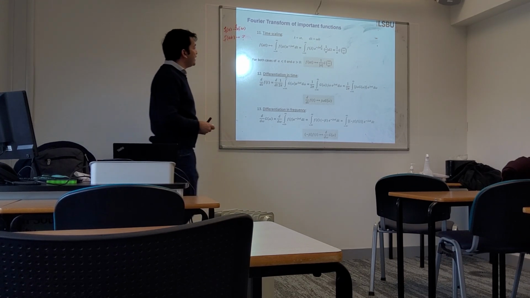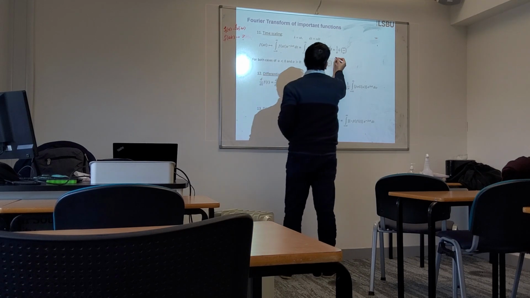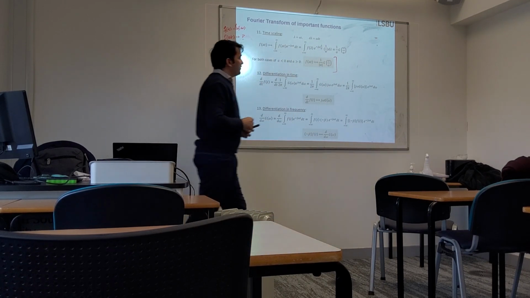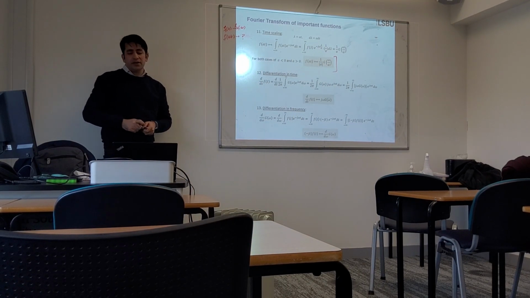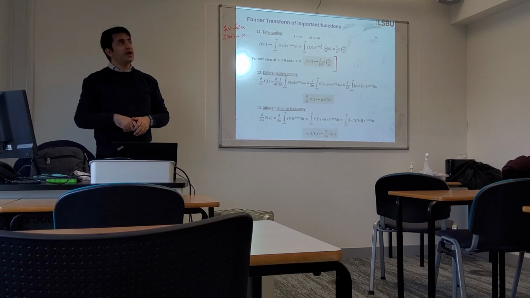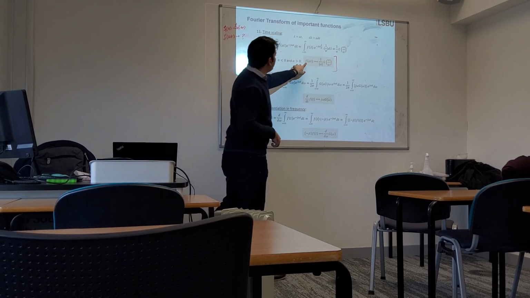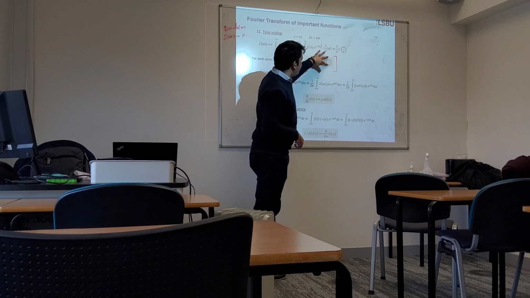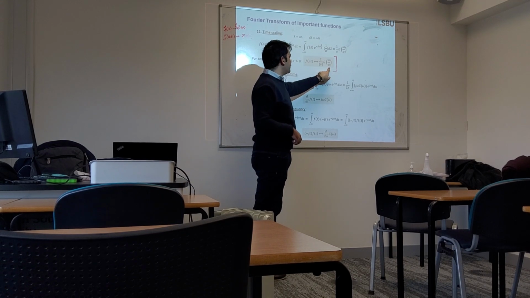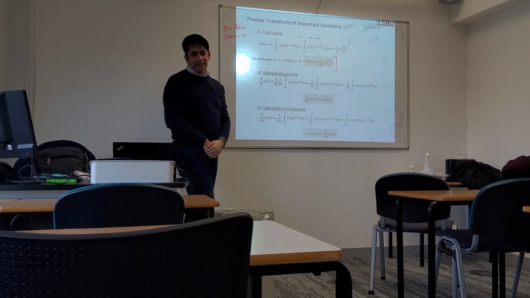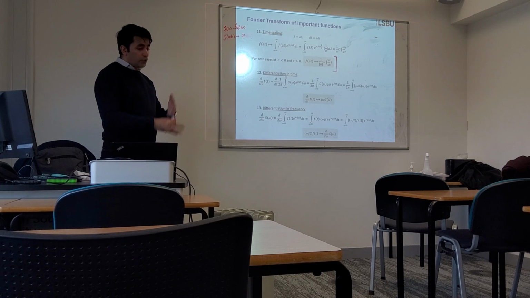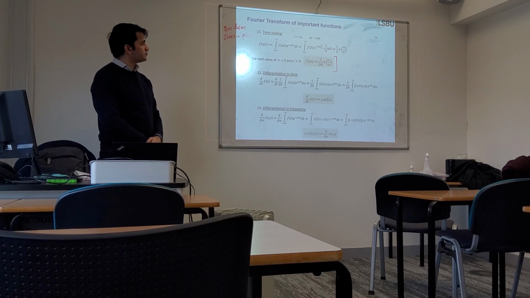I will not go into that detail, but the important thing is that if we have a function f of at and we want to find its Fourier transform, and we already know the Fourier transform of f, we simply take that Fourier transform, divide the frequency by a, and multiply the whole term by 1 by a.